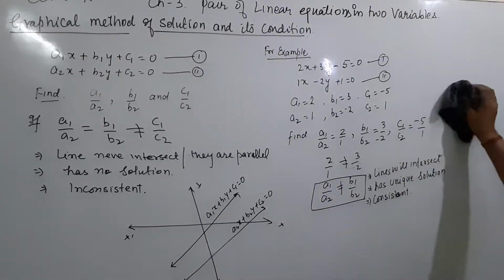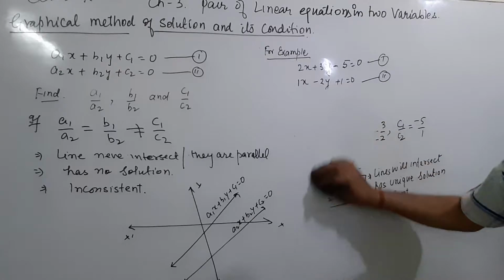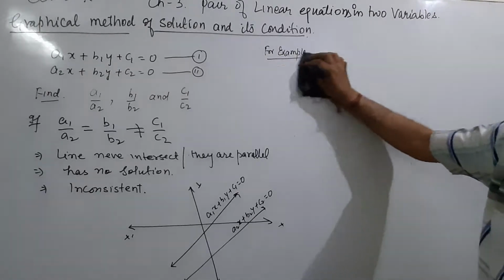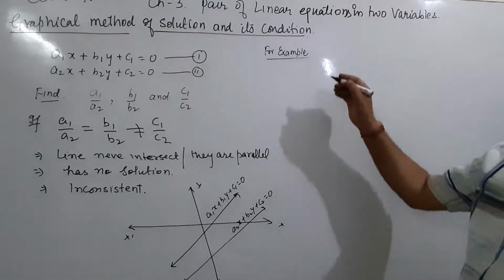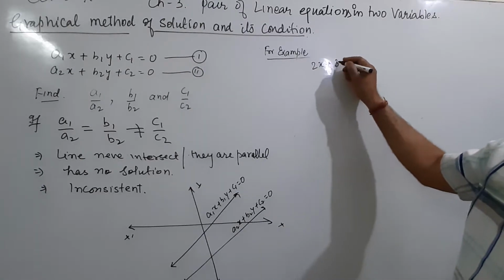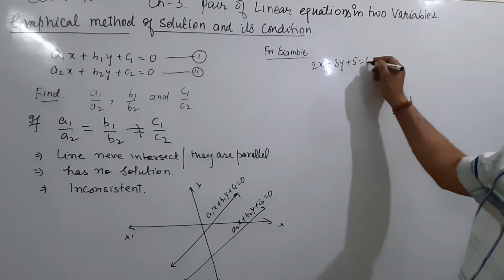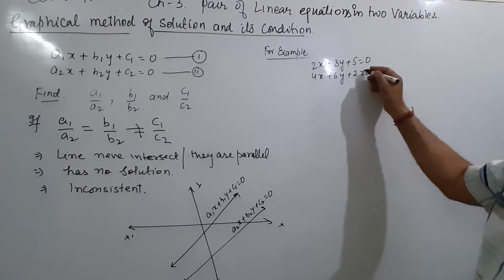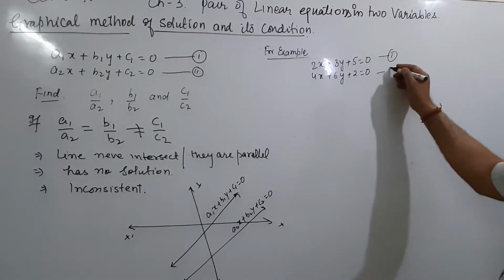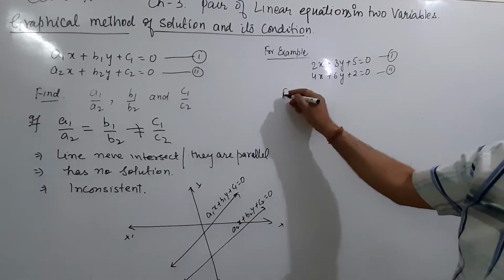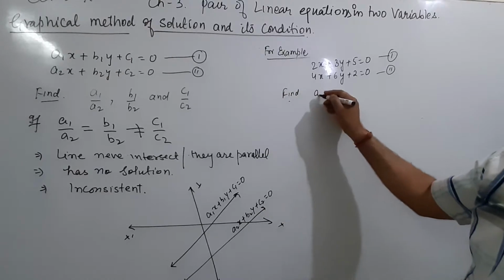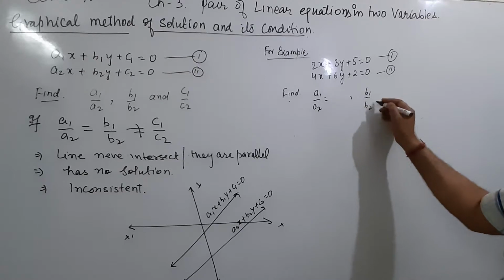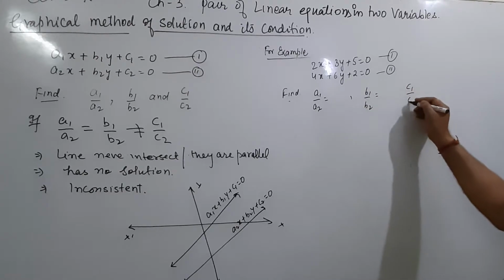And then the condition we have to satisfy. 2x plus 3y plus 5 equal to 0, 4x plus 6y plus 2 equal to 0. This is equation first, this is equation second. First find the values of a1 upon a2, b1 upon b2, c1 upon c2.